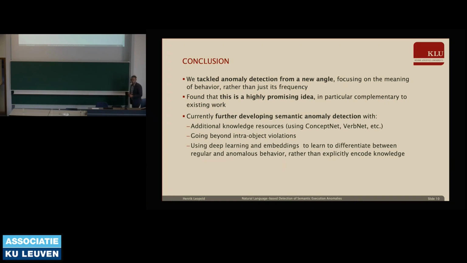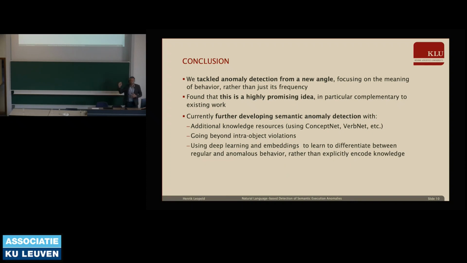So what else can we do? Well, we can obviously further develop this semantic anomaly detection perspective. There are additional resources we could potentially use. There's ConceptNet, there's VerbNet, so there are all kinds of linguistic resources out there. We haven't looked into all of them.